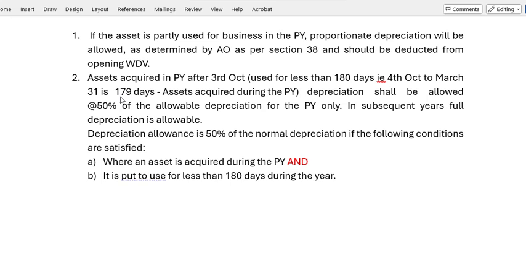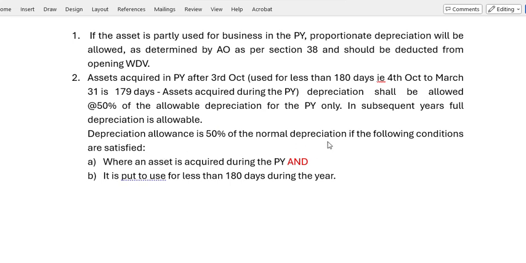So, 4th October to March 31 is 179 days only. So an asset acquired during this period is used for less than 180 days. In such cases, in the year of purchase of the asset, if you put to use, always remember, use means put to use in your business, for less than 180 days, depreciation shall be allowed only 50% of the allowable depreciation of the block. In subsequent years, you will get full depreciation. Next year, you will get full depreciation. But in the year of purchase, if you put it to use for less than 180 days, then you will get only 50% of the depreciation.